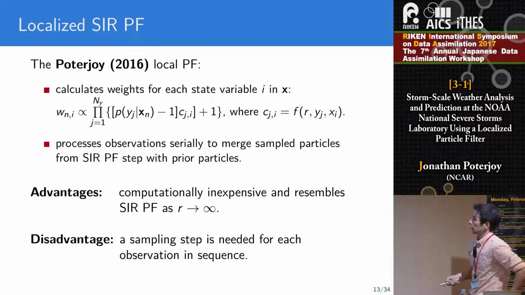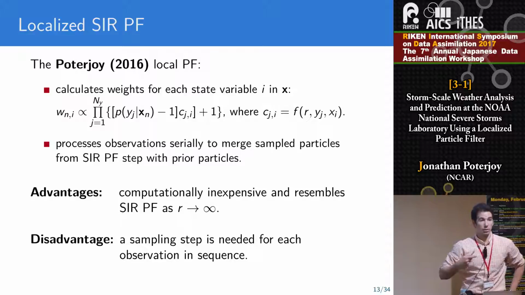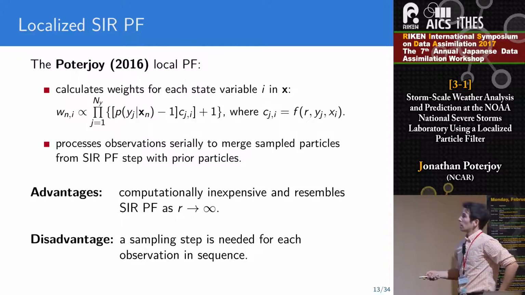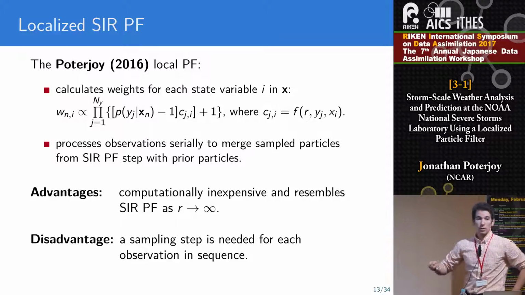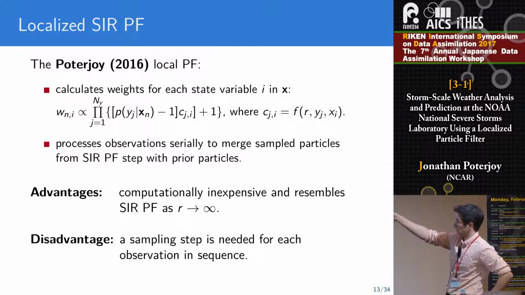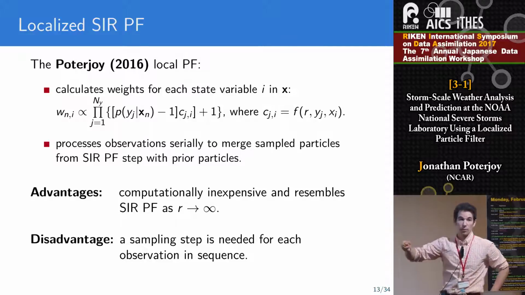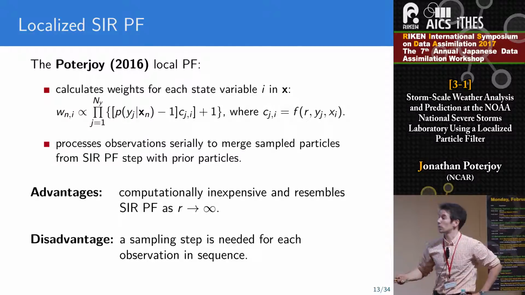And the idea is to just calculate weights for each state variable in your system, and allow these likelihoods to affect these weight calculations through some empirical localization function C, where C is a function of some localization radius and the distance between your observation and each of these state variables. So you can control the impact that those observations are going to have on your weight calculations.